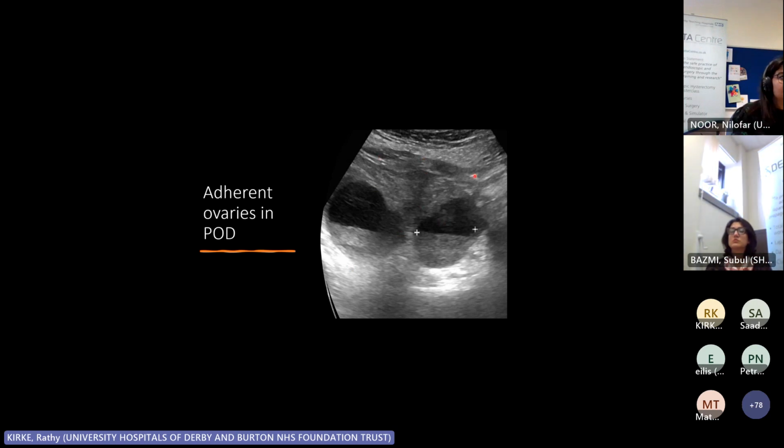So this is the uterus here. You've got endometriomas on both sides, and the ovaries have been pulled backwards into the pouch of Douglas, and they're stuck to the back of the uterus. That's what ultrasound can show, and this is the classical kissing ovary sign.